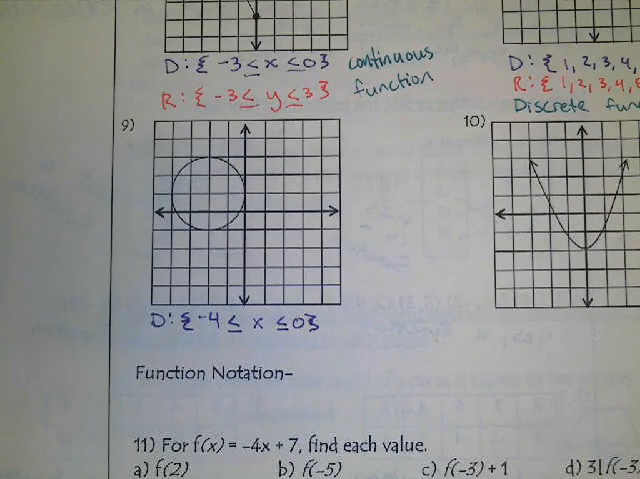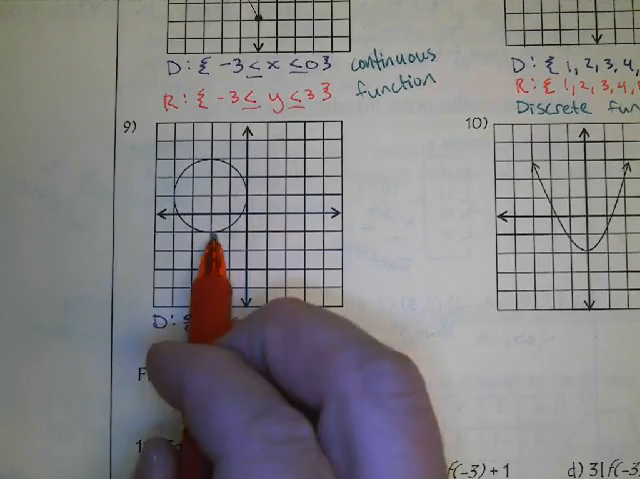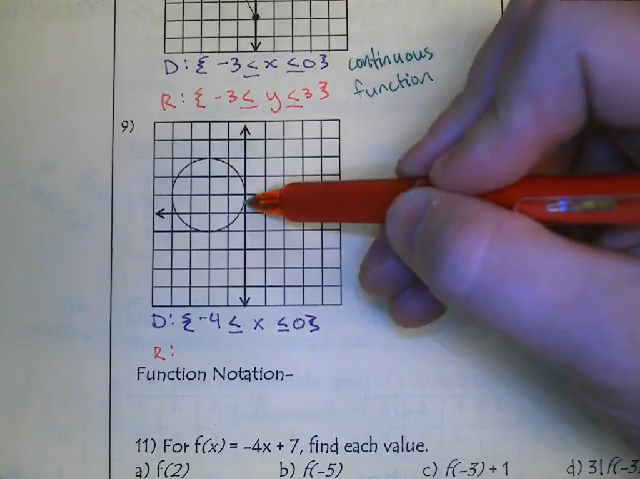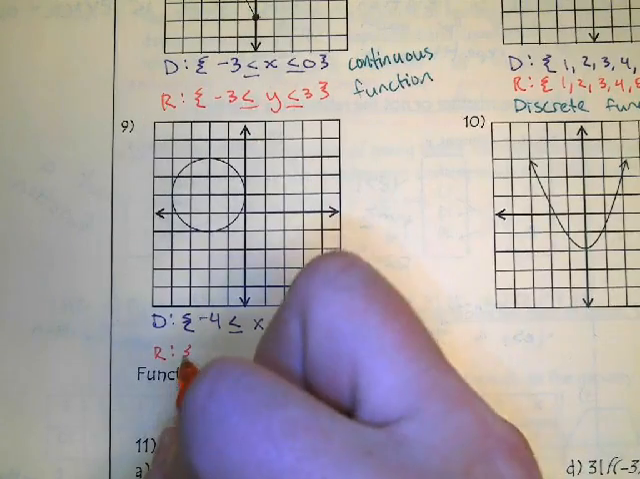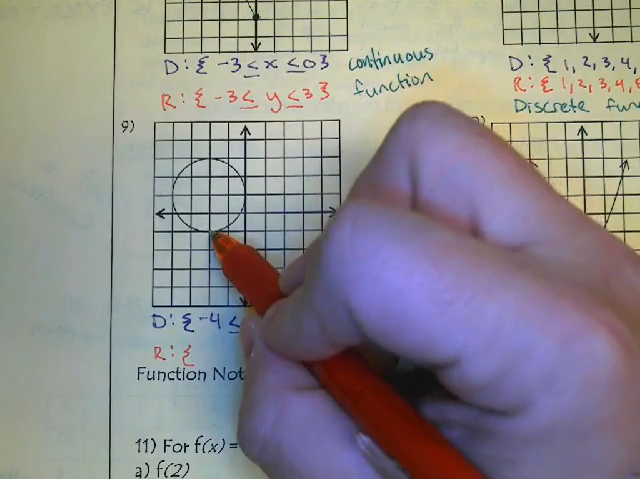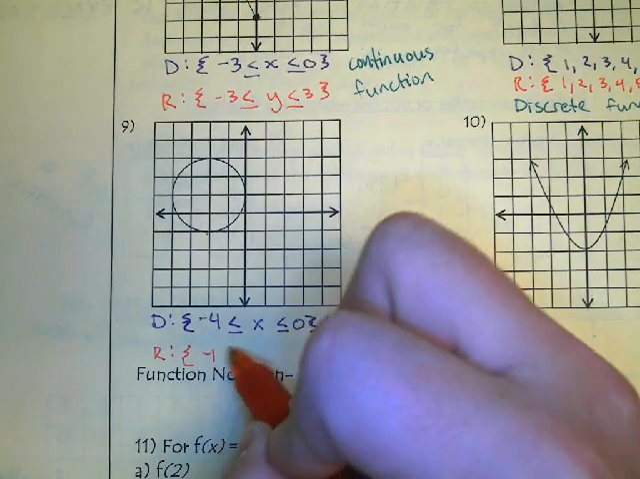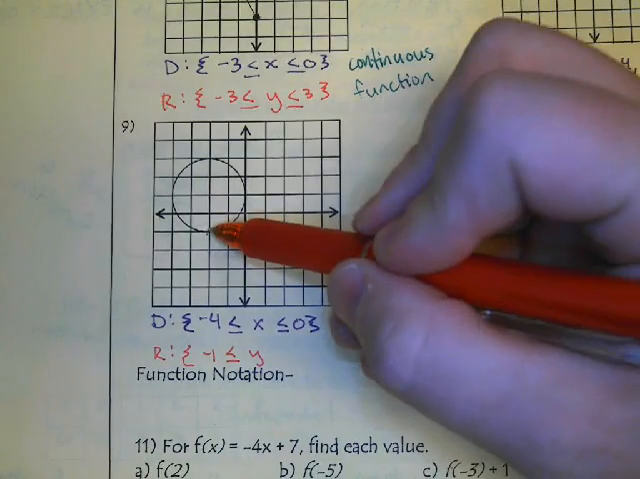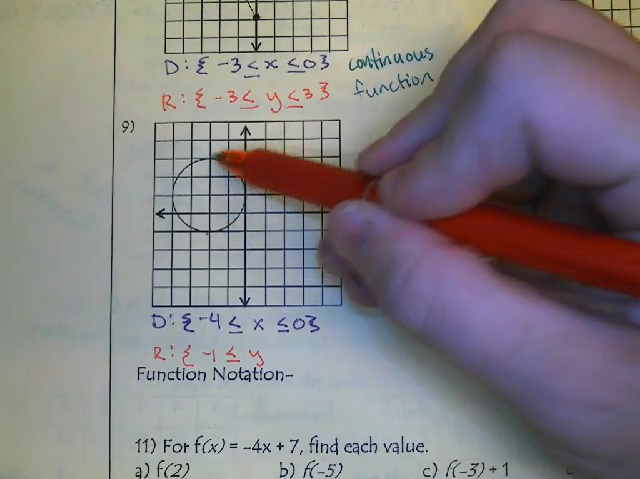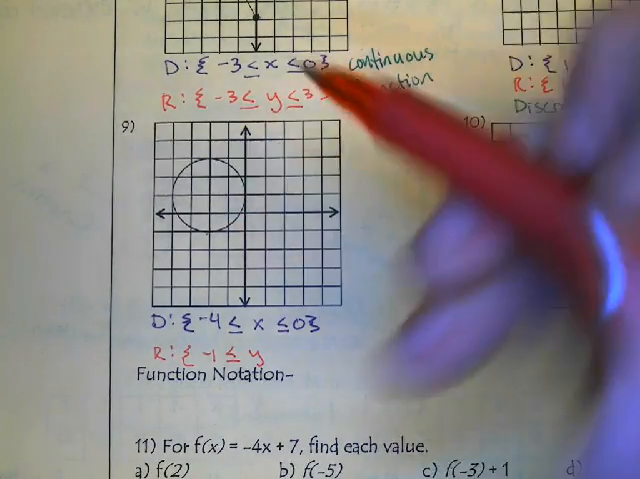And what's the range? We want to go find the lowest y value. That's going to be right here. And I'm trying to get to the highest y value. So the range would be, if I'm looking for my lowest y value, I have -1. And we're talking about our y's are in between -1 and 3.